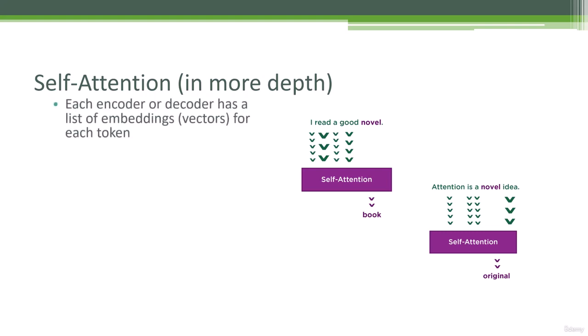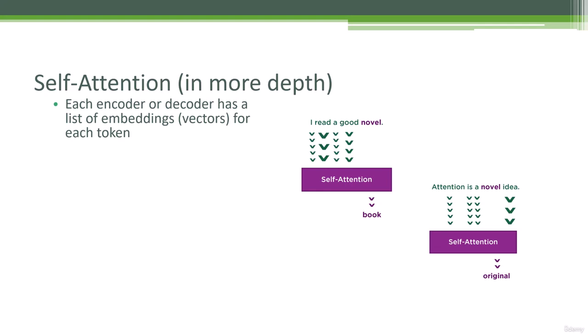Each encoder or decoder, in this case, has a list of embeddings for each token. So we're not really dealing with individual tokens. We're dealing more specifically with their embeddings. These are converting tokens into vectors in some multi-dimensional space, and we can take the distance between these vectors as some measure of the similarity between those tokens. So words that have a similar meaning tend to cluster together. That's what these embedding vectors are.